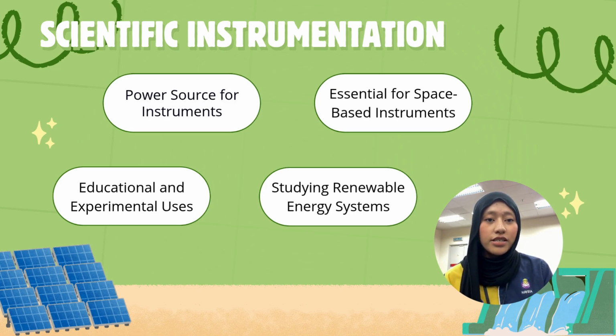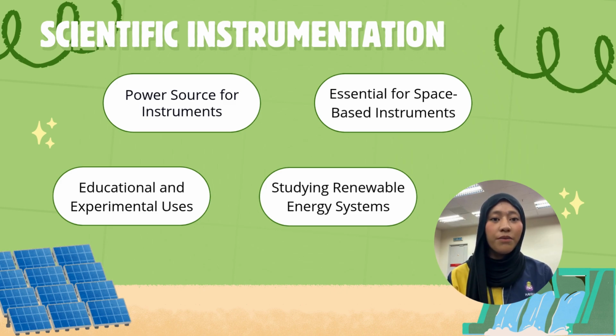In addition, solar panels themselves are often studied using scientific instruments to monitor their efficiency, voltage output, temperature, and long-term performance. Researchers use tools like multimeters, data loggers, and oscilloscopes to analyze how solar panels convert sunlight into electricity and how different conditions affect their operation.